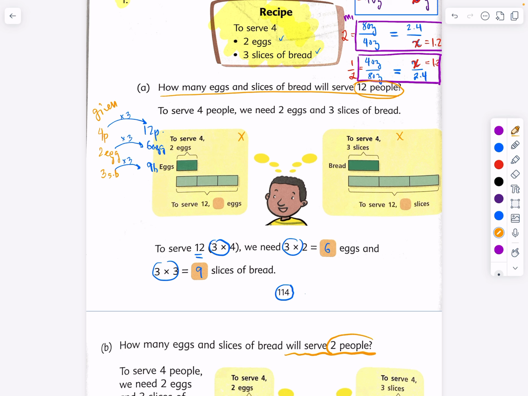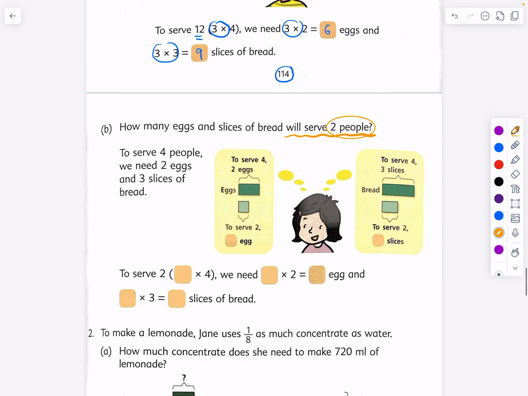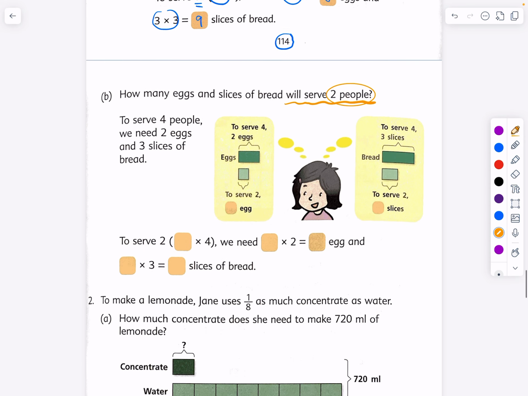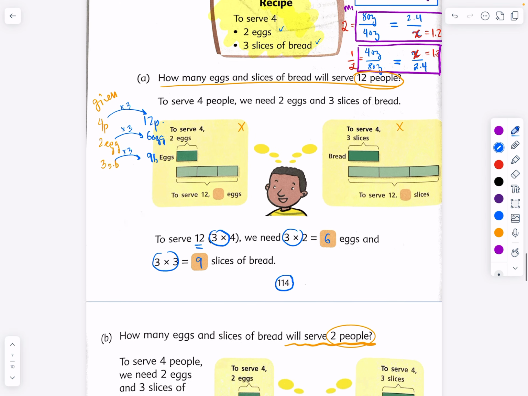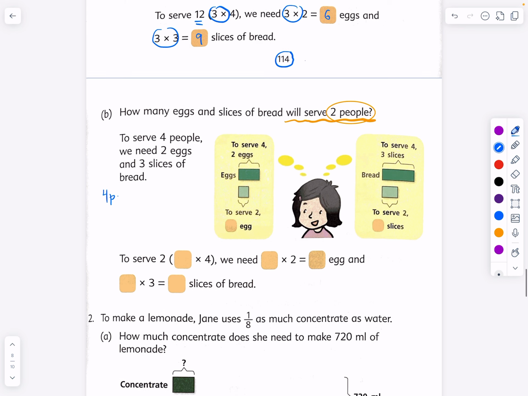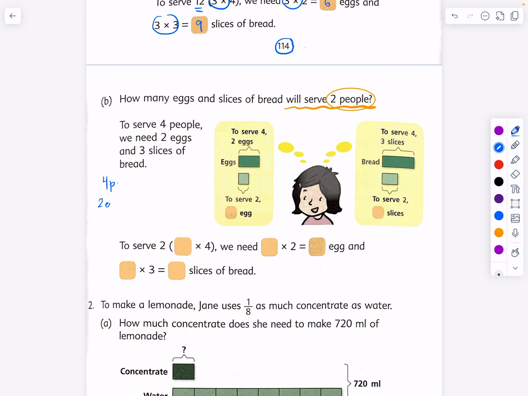So instead of 12 people, we now have only 2 people. Obviously, we need to reduce, we need to scale down our recipe. Well, 4 people, that was given, right? Notice, again, I'm going to write down my proportional relationship. First, the given ratios. For 4 people, we needed 2 eggs and 3 slices of bread, right? 2 eggs and 3 slices of bread.